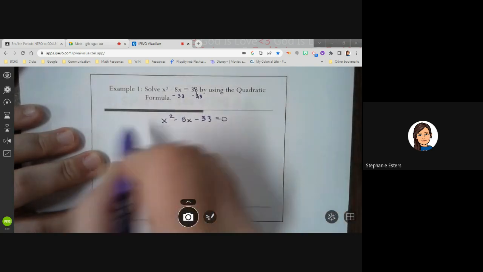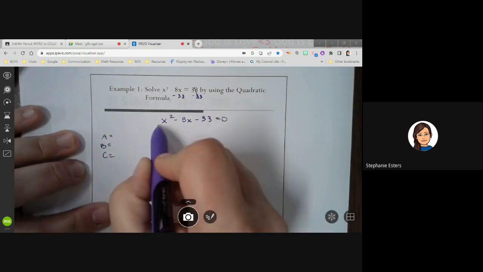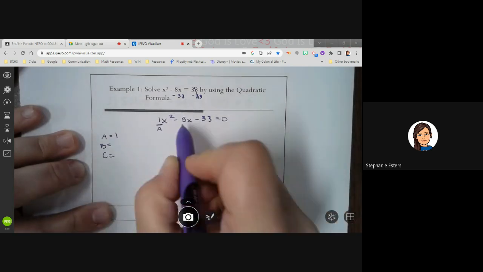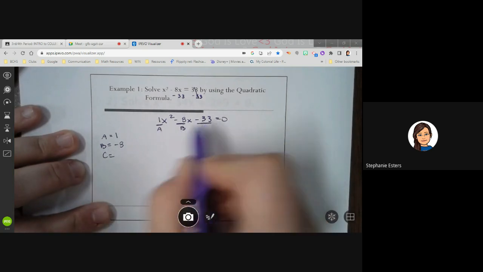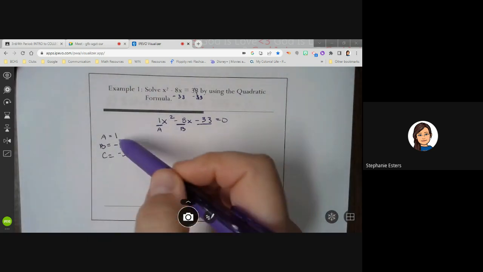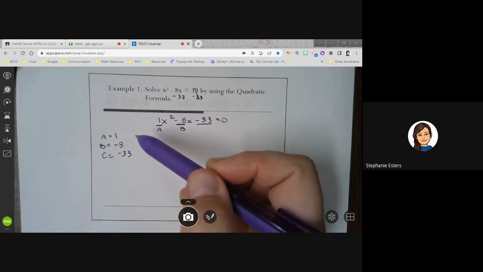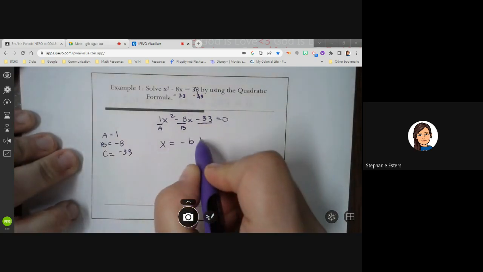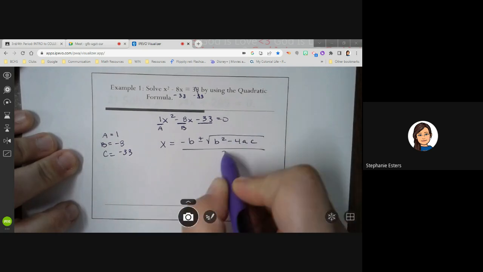So once it's in standard form, I want to identify my a, b, and c values. Remember, a is the coefficient of the quadratic term, the x squared term. So there's an understood 1 here. b is the coefficient of the linear term, or in front of the x. And c is the number that's by itself, the constant. Notice, guys, that I do not keep the x squared or the x with those terms. It is just the coefficient, just the number, okay? So the quadratic formula, because we don't know it yet, really, is x equals negative b plus or minus the square root of b squared minus 4ac all over 2a.